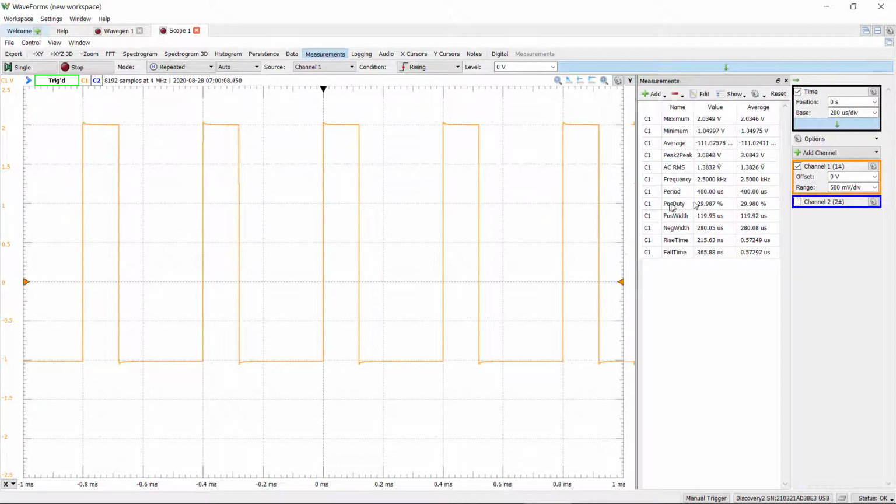Well, we're not at 30%. We're at 29.98% duty cycle. So again, pretty darn good compared to what we put in. The positive width, the negative width, and here's the rise time.